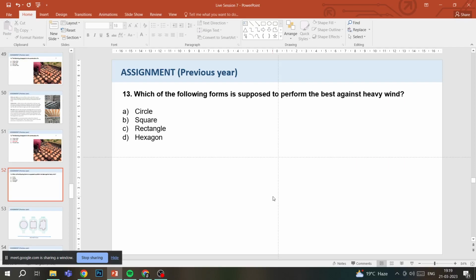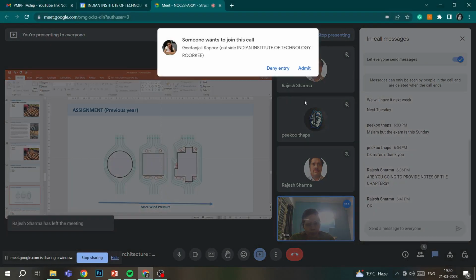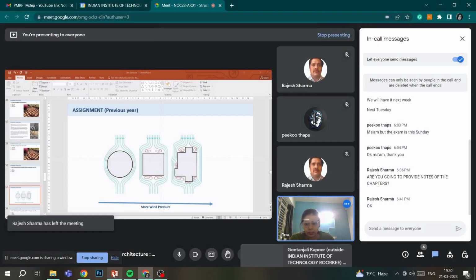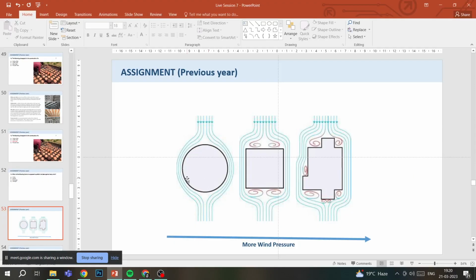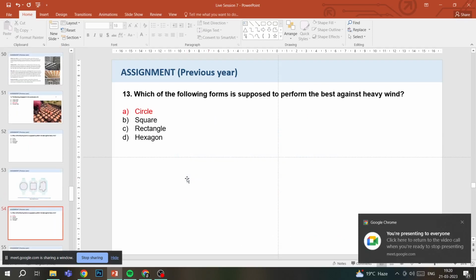The surface that would perform best would be the surface which has the lowest pressure. And as we go from this figure, it is evident that a circle would perform quite well, because it will have the least wind pressure. So our answer would be circle.